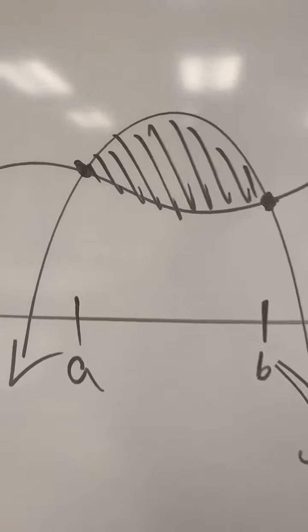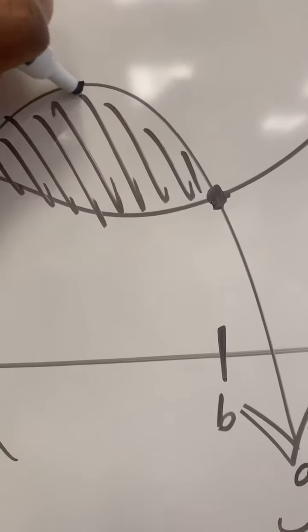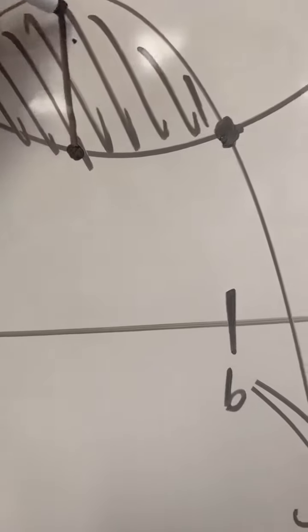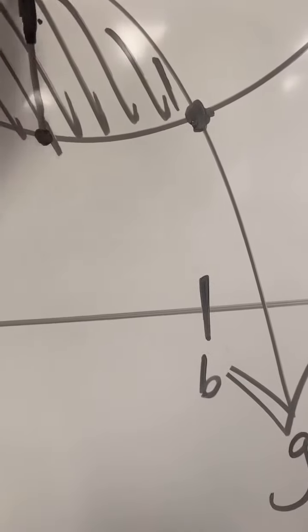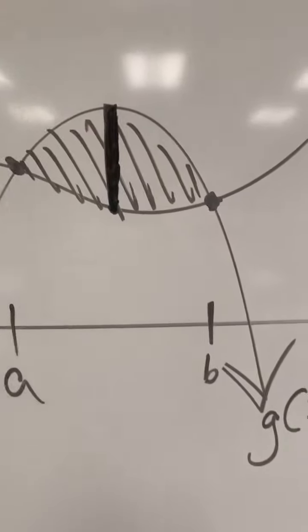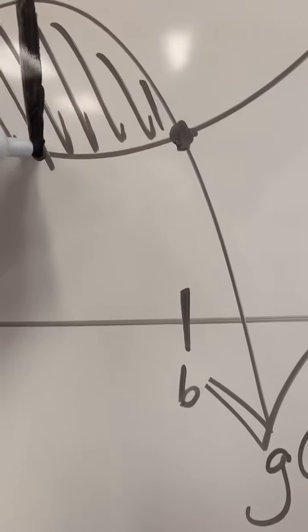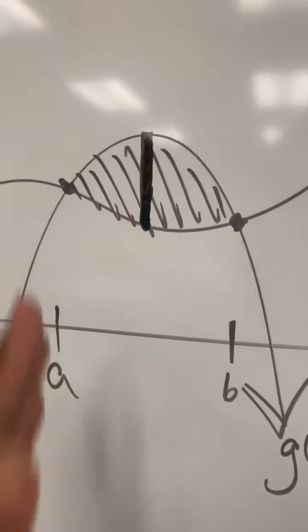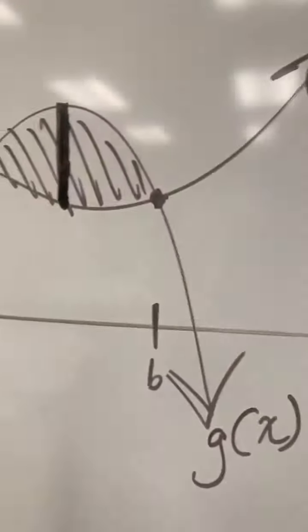The way I like to think about it is to draw what I call a representative slice. Sometimes you might hear me call it a slider. That helps me figure out exactly how I'm going to find that area as it starts here and drags its way across.